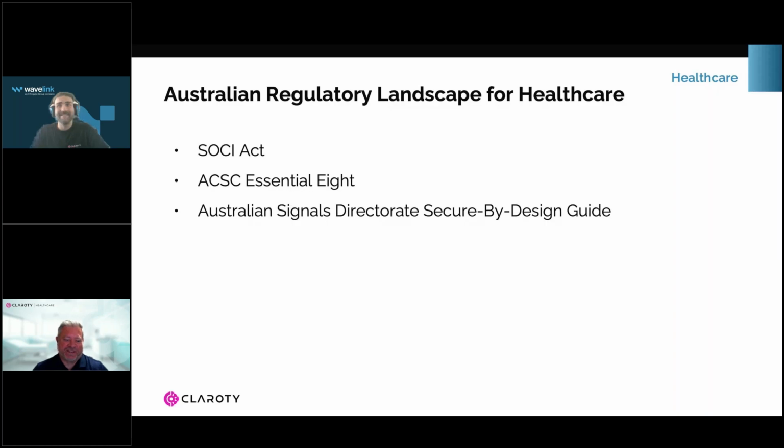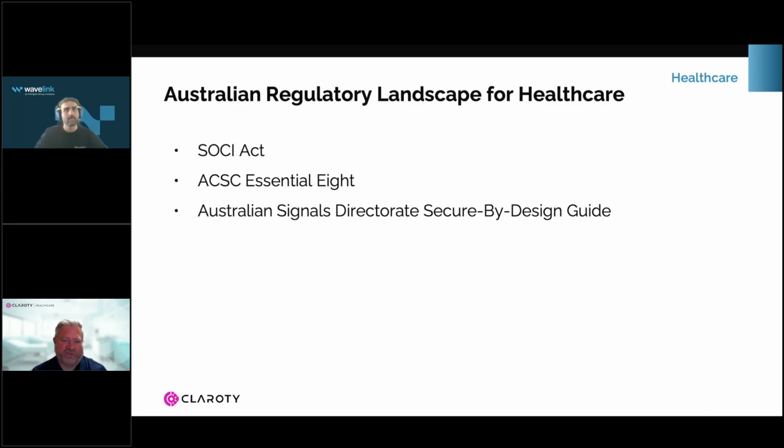So, look, in terms of Australia at the moment, there's probably three things that we look at from a healthcare standpoint: SOCI, Essential 8, and obviously Secure by Design. All government entities, government regulations, government frameworks that we abide by from a healthcare standpoint, depending on where you sit in that realm. So, not every organisation has a SOCI requirement. Some do. But every healthcare environment should look at Essential 8 and Secure by Design in terms of getting some best practices around providing controls, but also selecting vendors based on that Secure by Design perspective.